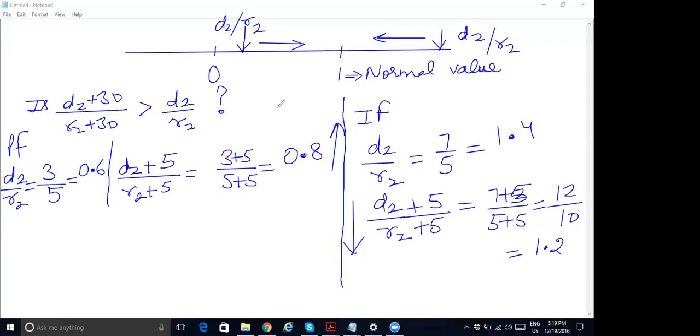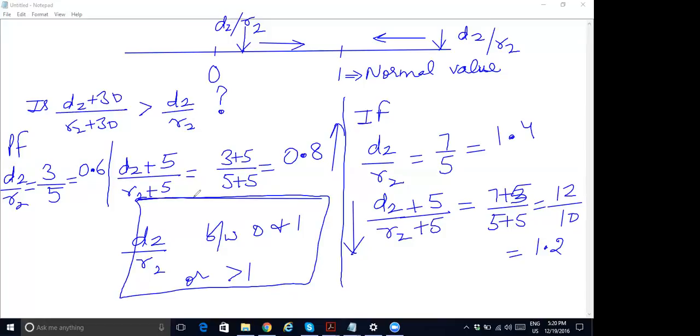Therefore, unless we are given where d2 by r2 lies, between 0 and 1 or greater than 1, we cannot answer the question. If this information is given to us, then we can answer the question. Before that, we cannot answer the question.